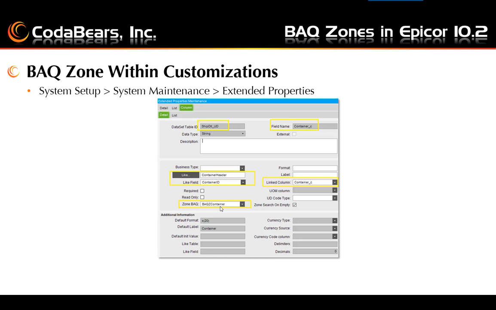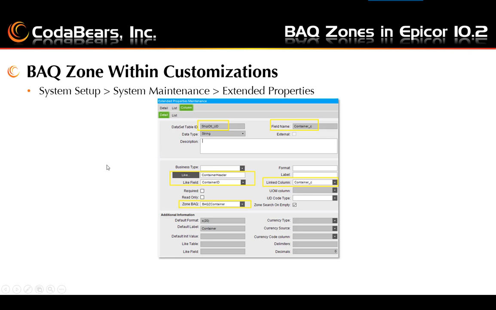So again, in the extended properties, I pull up the table and field that I want to link my BAQ zone to. So in this case, it's the ShipDetailUD table, and the field name is Container_C. So notice this time I'm linking to a UD table and custom field, and then next I choose the linked column, which is going to again be the Container_C.